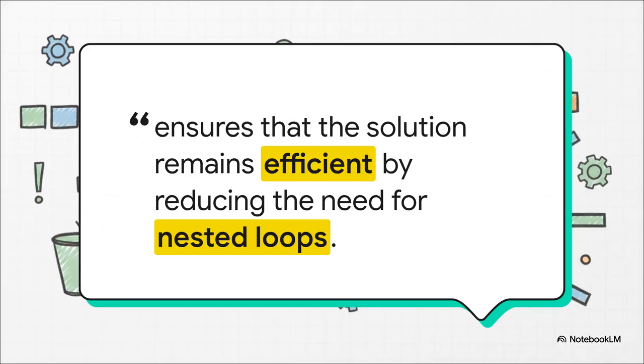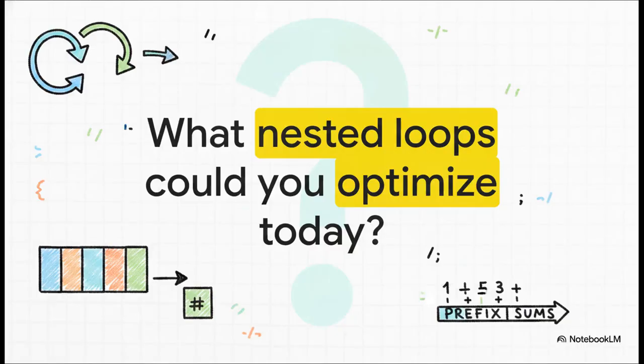As our source material points out, this technique ensures that the solution remains efficient by reducing the need for nested loops. And honestly, that perfectly illustrates our real goal here. Mastering efficient data structures is exactly what bridges the gap between slow, beginner brute force code and those elegant, interview-winning algorithms. So, I'll leave you with this question. If hash maps and prefix sums can optimize array challenges to O of n time, what other slow, nested loops in your own code could you optimize today? Keep that in mind as you head into your next coding session. Challenge yourself to hunt those down.